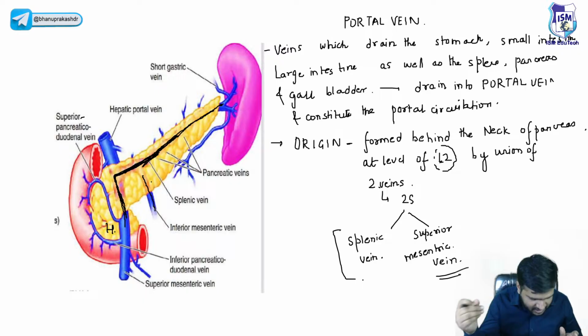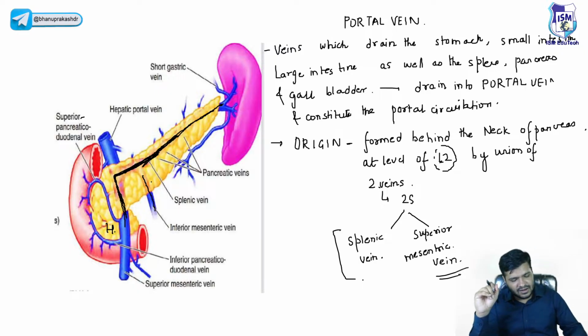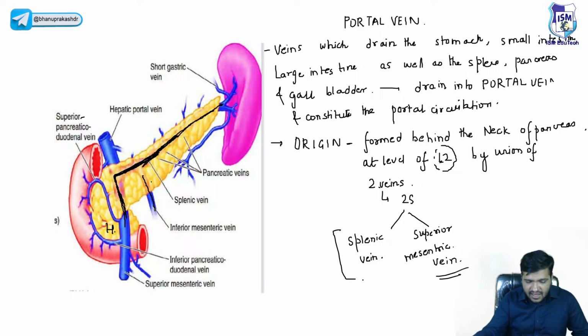ओके, सो यस अनाकला, वेरी गुड. इट इज द सुपीरियर मेसेंट्रिक वेन. वेरी गुड बेटा. नहीं, सुपीरियर मेसेंट्रिक वेन तो ठीक है, सुपीरियर मेसेंट्रिक और स्प्लेनिक वेन. मेरा क्वेश्चन था इंफीरियर मेसेंट्रिक वेन, इट इज ड्रेनिंग द ब्लड इनटू विच वेन? उसका आंसर दो ना, पिक्चर देख के बताओ. इंफीरियर मेसेंट्रिक वेन जो है वो अपना ब्लड किस वेन में ड्रेन कर रही है?